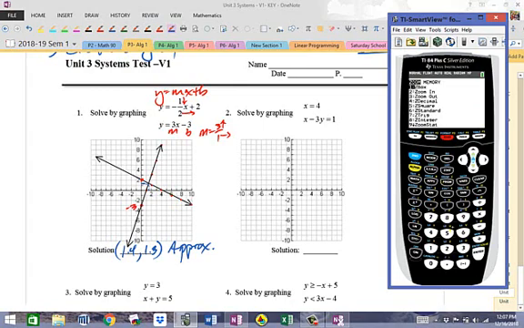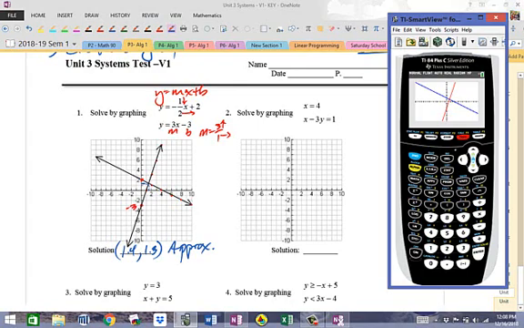So if I select number 5, that should make it look a little better here. Okay, so now the other one should be forming here. There we go. All right, so to find the intersection, you go second calc. You've got to calculate it.